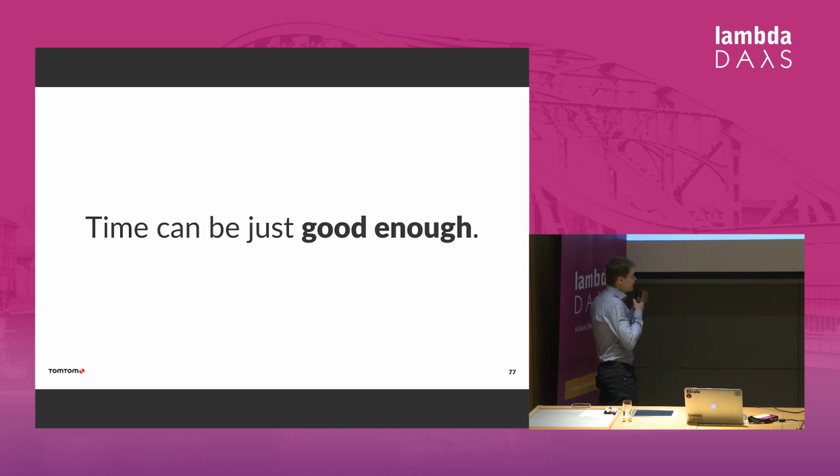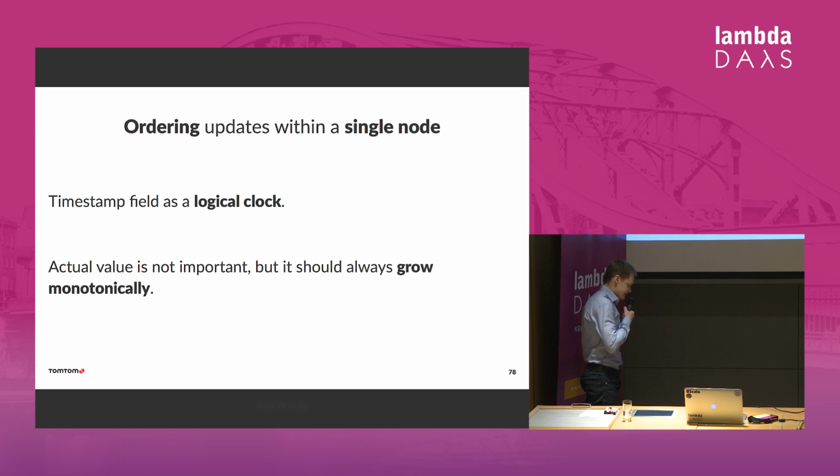So we argue that time can actually be just good enough. But what does it mean? Let's look at two cases of ordering. One is ordering within a single node. Sounds pretty simple, right? There is no distributed state, just a single node. Well, it can still be tricky.